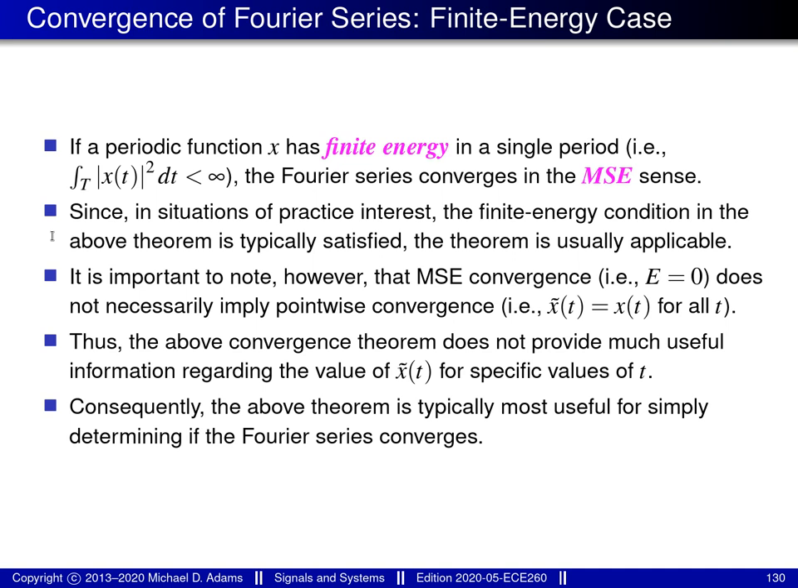It's important to note, however, that mean squared error convergence doesn't necessarily imply pointwise convergence. So for this reason, knowing that the Fourier series converges in the mean squared error sense doesn't tell us the particular numerical values that it will converge to at particular points. So this theorem is not very useful in situations where we want specific numeric values for what the Fourier series converges to at particular points. So for this reason, this particular result is usually mostly helpful for just determining whether the Fourier series converges or not, but not the specific numeric values that it converges to.